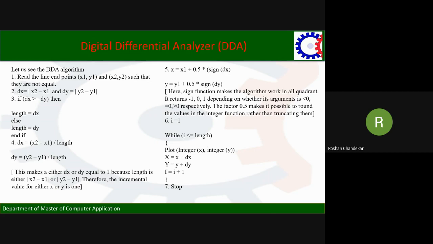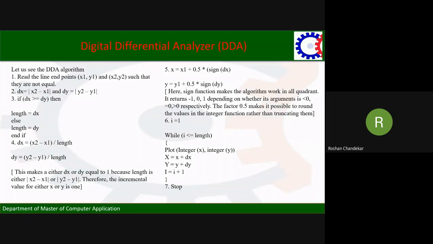And else, if delta x is less than or equal to delta y, the length is equal to delta y. Here we are handling two different parts of the line, a gentle slope and a sharp slope. I will tell you about that when we write the program. So here is the end if.